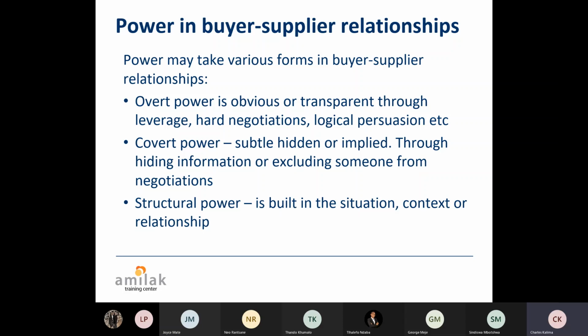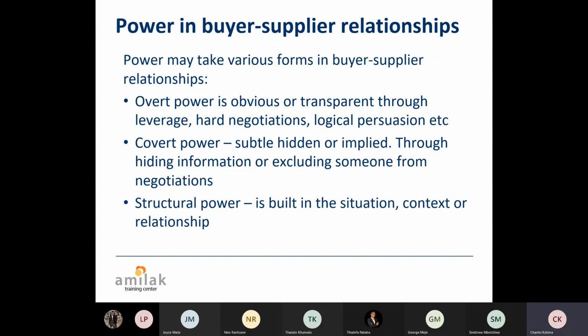One that you can use is overt. Now, overt power is the transparent power through leverage, hard negotiation, where you have got logical persuasion. You just appear and you overwhelm this individual or the other party with the kind of knowledge or stance that you have. The other one is called covert power. This one is subtle and it's hidden, and it's usually through information that you have. You may not be so obvious. The bullies use overt power, okay? They will come in and try to make hard demands, hard negotiations.